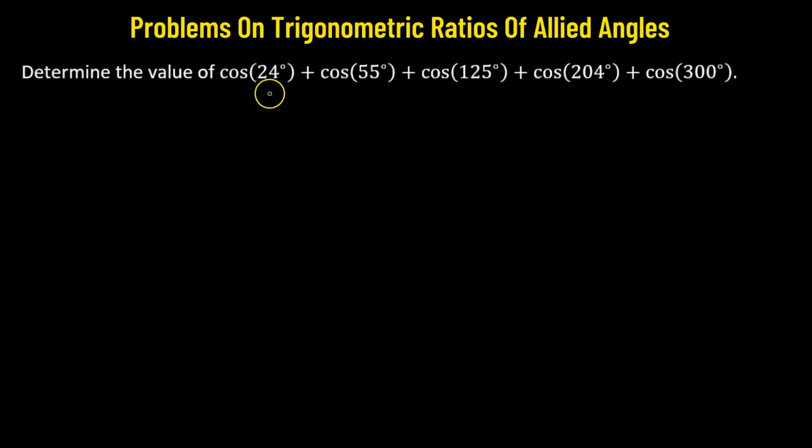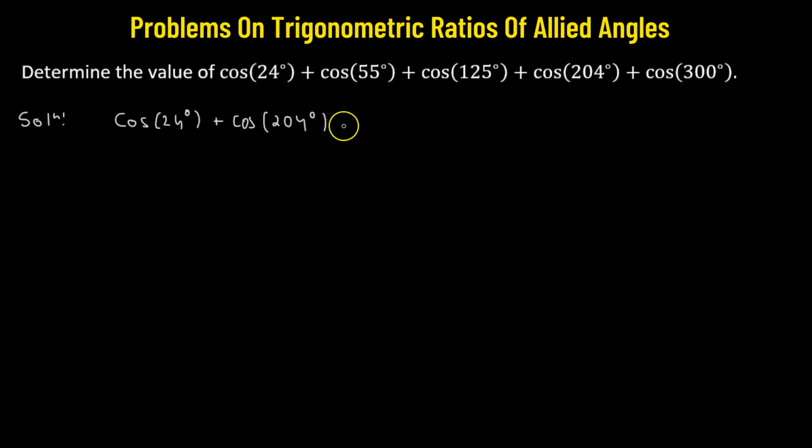We need to find out the value of the given trigonometric expression. Let us begin. First, what we'll do, we'll combine some terms. So we are going to combine cosine of 24 degrees with cosine of 204 degrees. This will become evident in a moment.